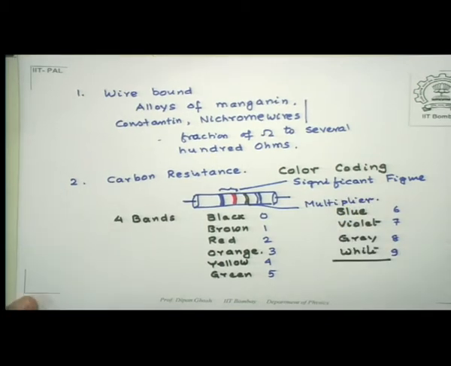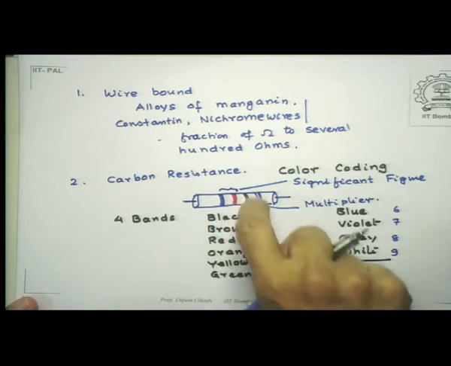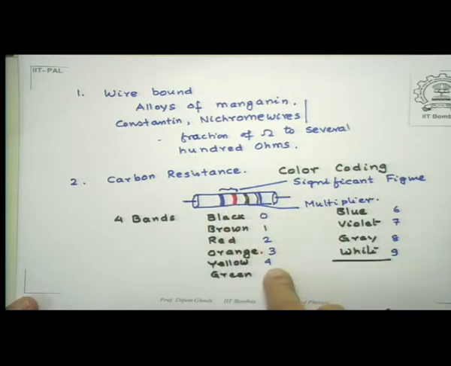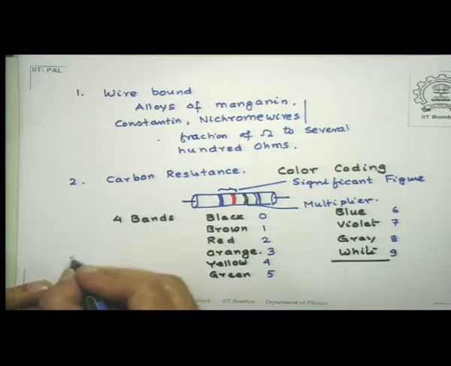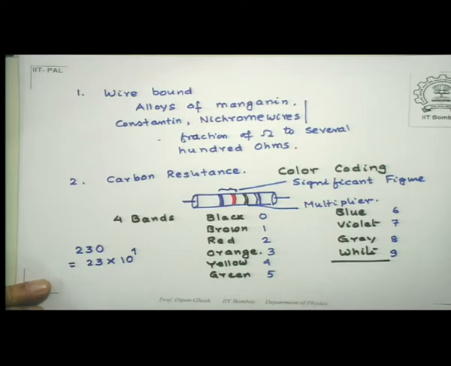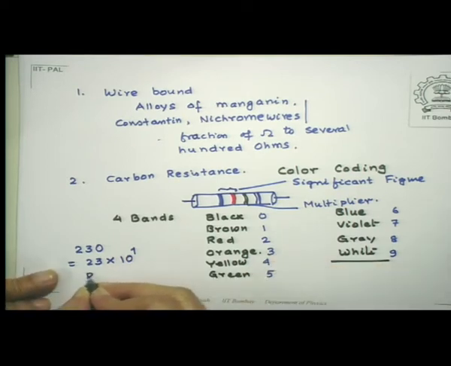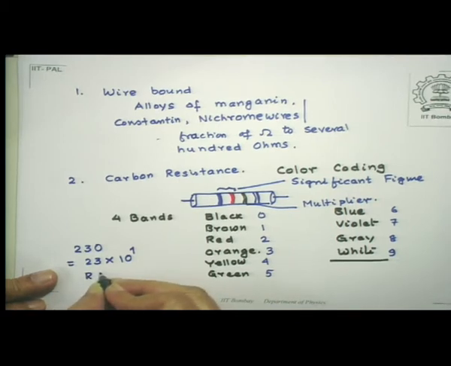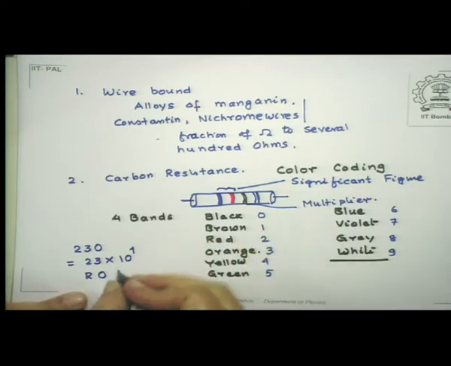The multiplier is basically 10 to the power whatever is the digit which represents this color. I'll give an example to explain what happens. Supposing I wanted to write 230, what will I do? I will write this as 23 into 10 to the power 1. So 23 is red orange, so first band red, next band orange, and 1 is brown, so the next band will be brown.